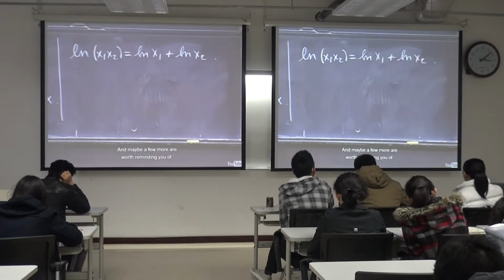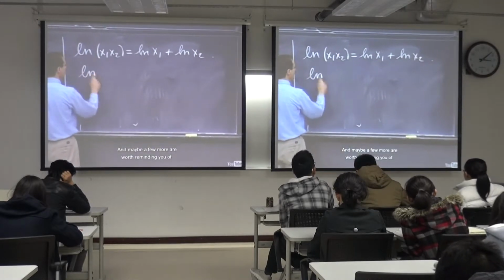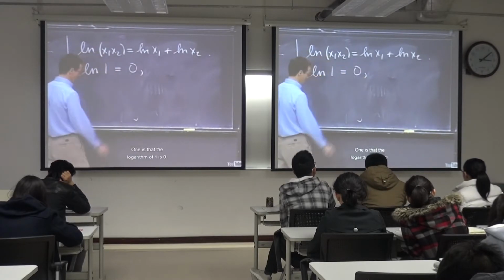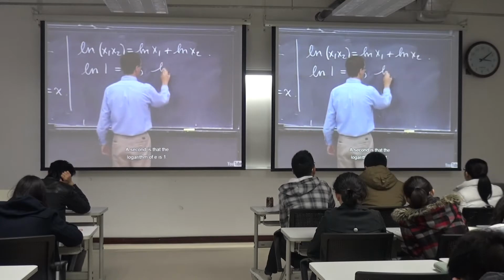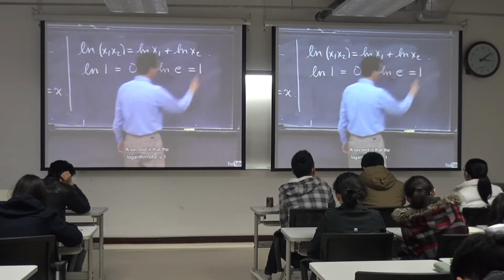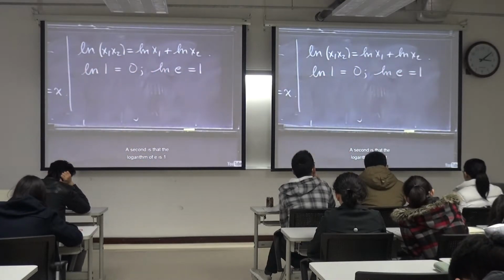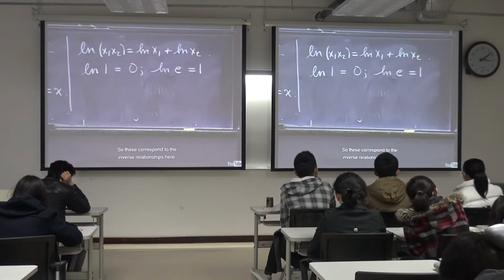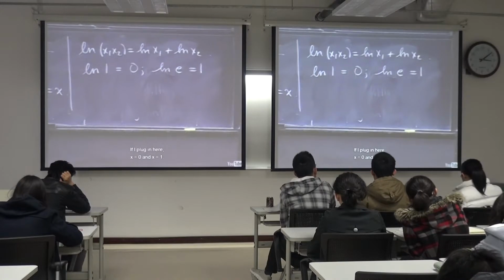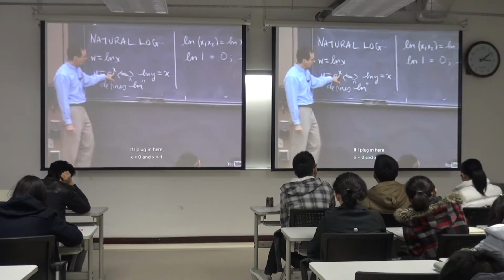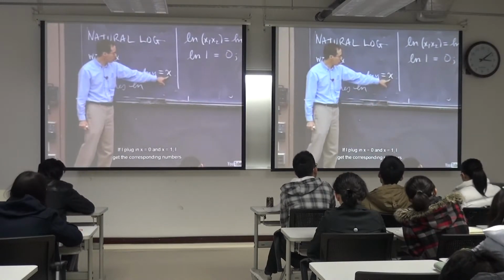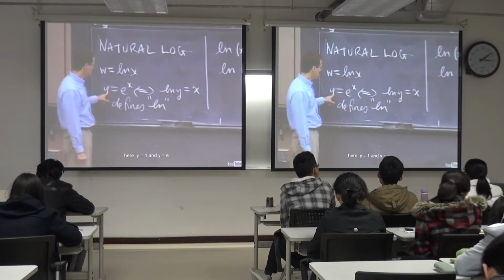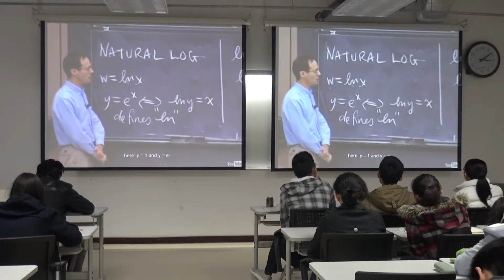And maybe a few more are worth reminding you of. One is that the logarithm of 1 is 0. A second is that the logarithm of e is 1. All right? So these correspond to the inverse relationships here. If I plug in here x equals 0 and x equals 1, I get the corresponding numbers here, y equals 1 and y equals e.